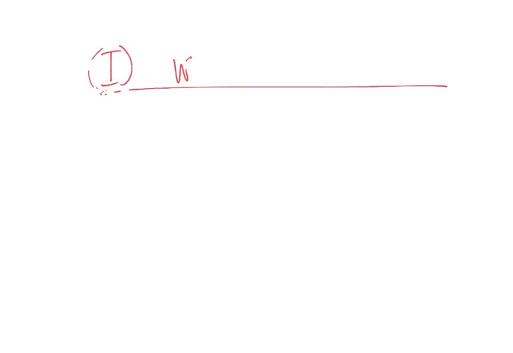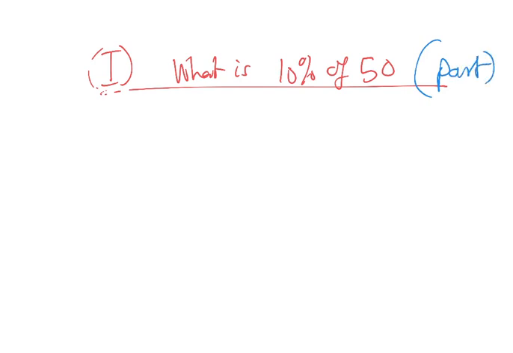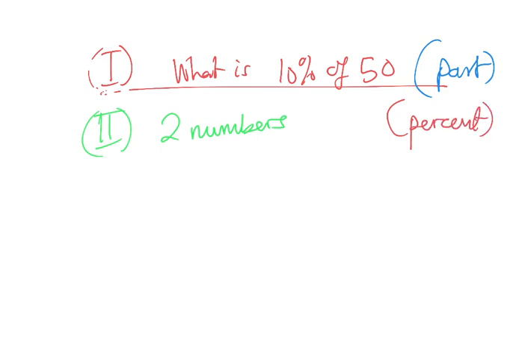Category 1 is what is 10% of 50. In this first category, we're looking for a part, right? In the second category, you get 2 numbers, and I want to know the relationship between them. I am solving for the percent. And in the third category, I can say find a number that is a given percent of another number. For example, 10% of what number is 12? So we can be given the part and percent, and guess what we're looking for? We're looking for the whole.